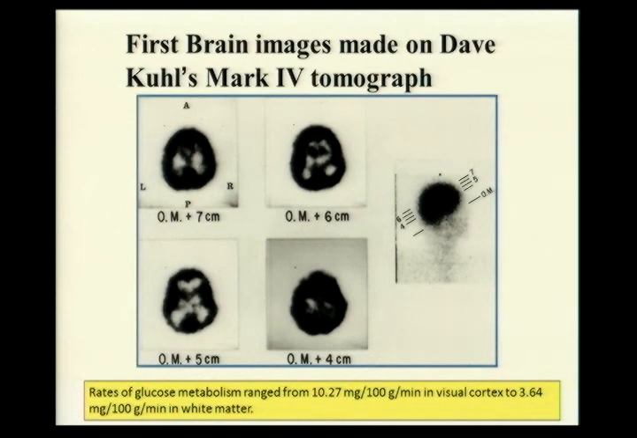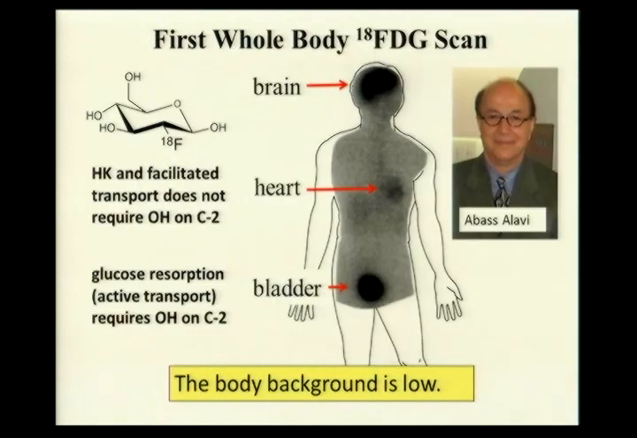This is gray matter, which shows dark in slices of the brain, and white matter, and they actually calculated the rate of glucose metabolism in the visual cortex as 10 milligrams per 100 grams of brain per minute, and in white matter, which we know is about 4 times less metabolically active, as 3.4. And so this kind of told us this was going to be pretty useful.